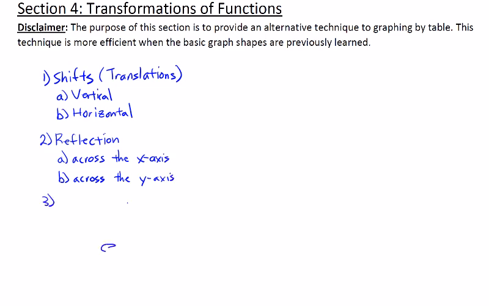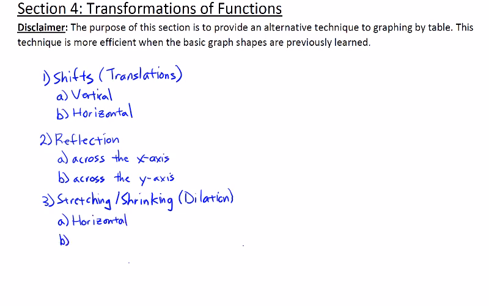And then the last type of transformation that we're going to discuss is stretching and shrinking. Stretching and shrinking is sometimes called a dilation. And we're going to be looking at 2 types of stretching or shrinking. Stretching or shrinking can occur in the horizontal direction, or it can occur in the vertical direction. So we'll be discussing both of those, as well as the reflections and the shifts in section 4.